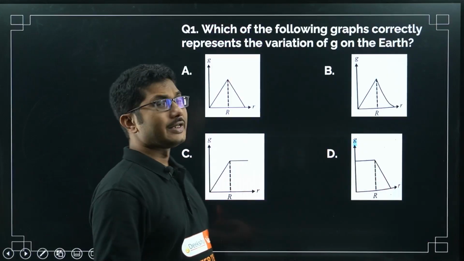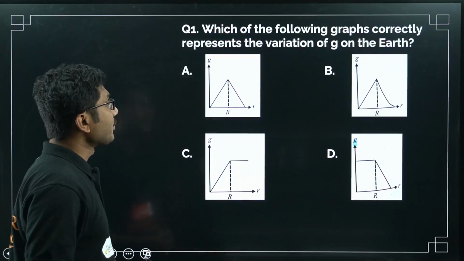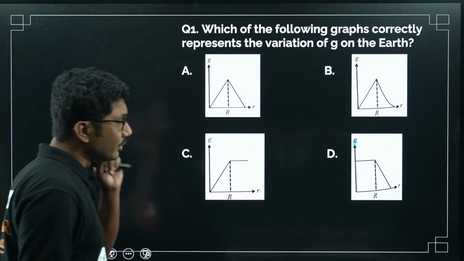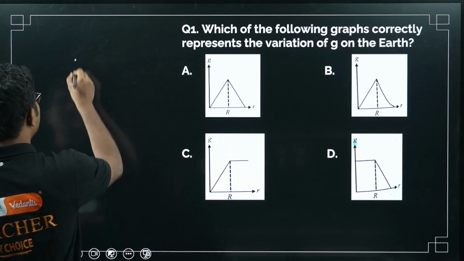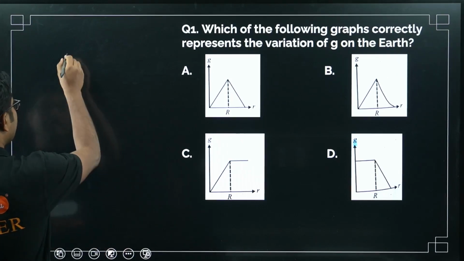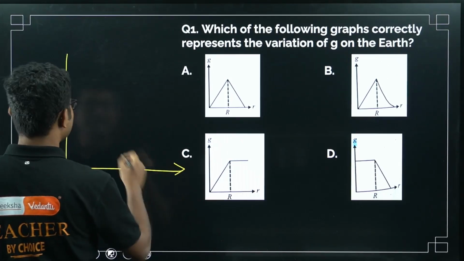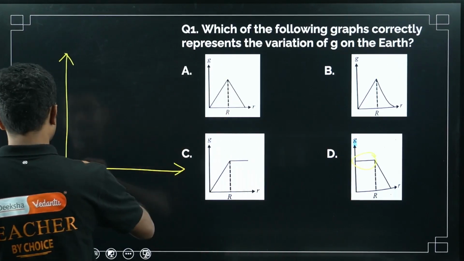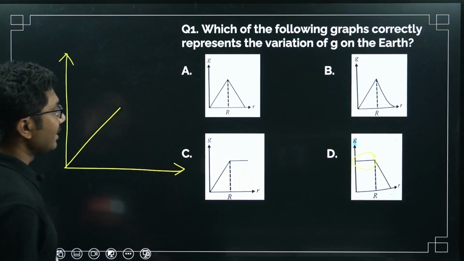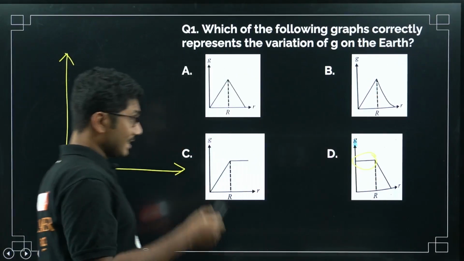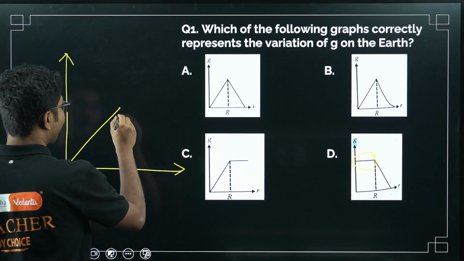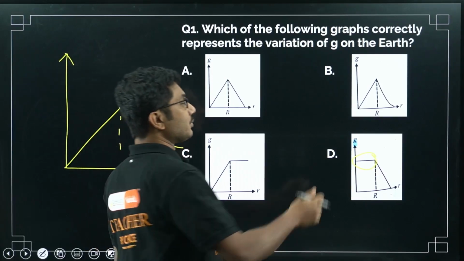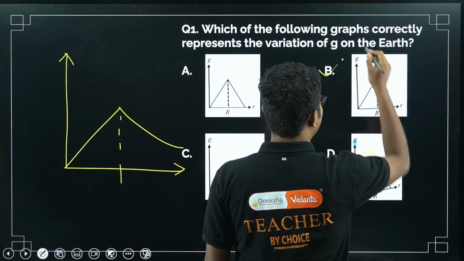So the first question is very simple and obvious. Which of the following graphs correctly represents the variation of g on the earth? So we know that the variation of g on the earth is directly proportional to the radius when it is inside the earth. So all of the graphs except this one are showing that it is varying like this. Three of the graphs are showing that variation like this, so obviously this is the correct one, and after it crosses the radius the inverse square law applies, so it reduces like this. So we can say that the correct answer is option B.